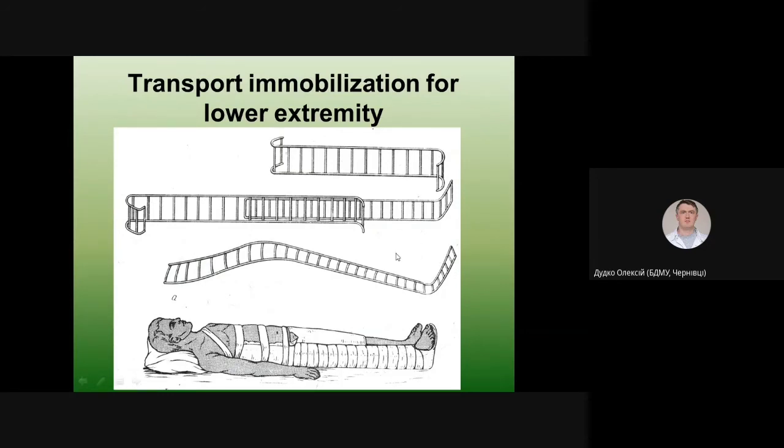Yeah, so if you have to immobilize the femur, maybe it's not so convenient, but we should use 4 of them, 2 on the posterior side, lateral side, and medial side. But we have special splints for the hip joint and femur.